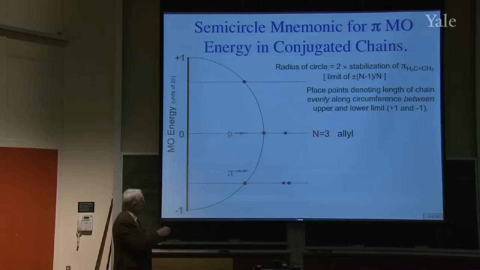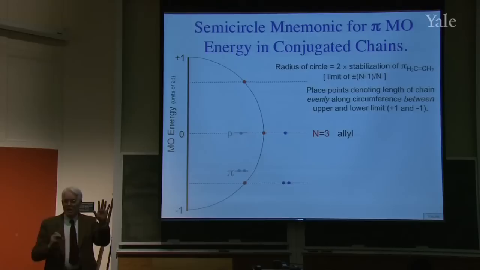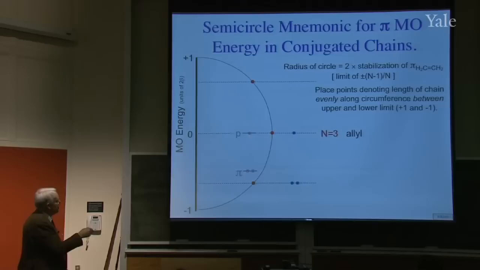Now, what's the stabilization compared to what, right? Compared to what you had if you had just a pi bond and a p orbital, a radical. How much better is it to have them next to one another and overlapping in an allyl system? Well, you can see that if you had just a p orbital and a pi bond, you'd have these energies.